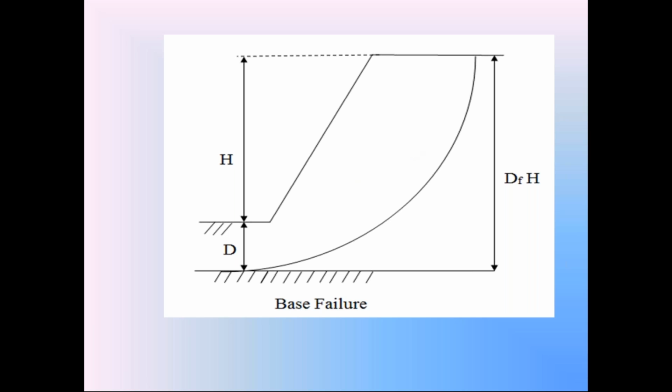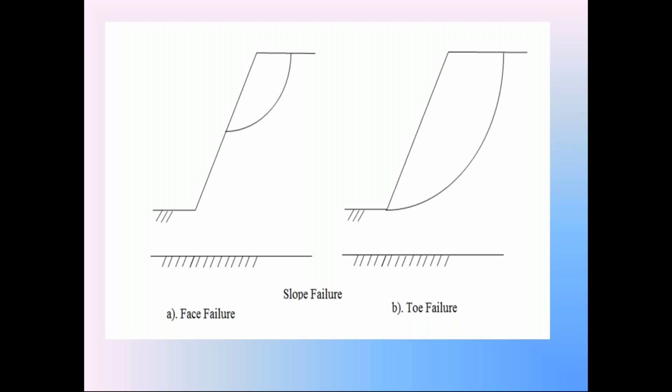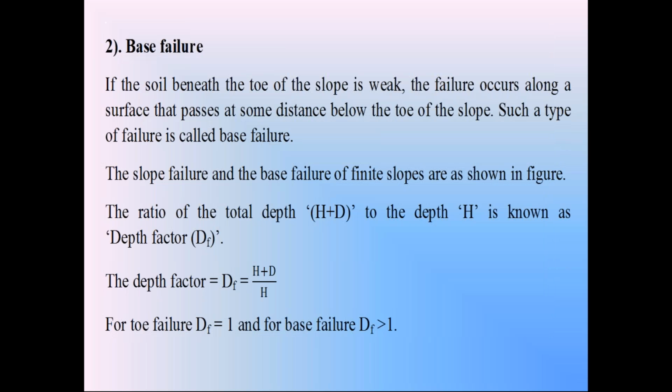So the rotational failures are of three types. One is called the face failure. The second one is called the toe failure. The third one is called the base failure. In that base failure, please everyone listen. In this base failure, we have a factor called the depth factor. The base failure of a finite side slope has a factor called the depth factor.